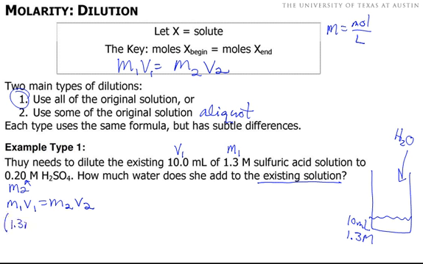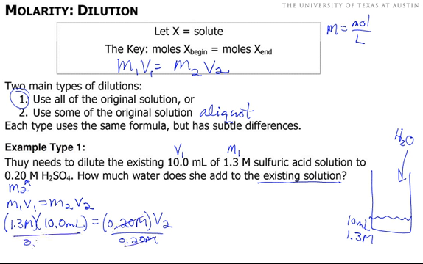Molarity 1 is 1.3, volume 1 is 10.0, M2 is 0.20, and then I have V2 that I'm looking for. Now I divide both sides by 0.2 molar to get V2 by itself. When I do that, I get V2 is 65 milliliters.